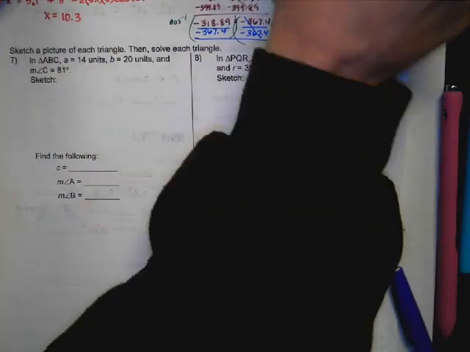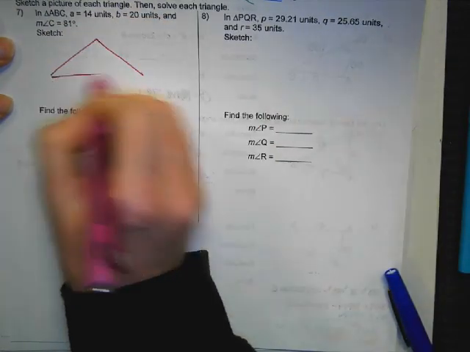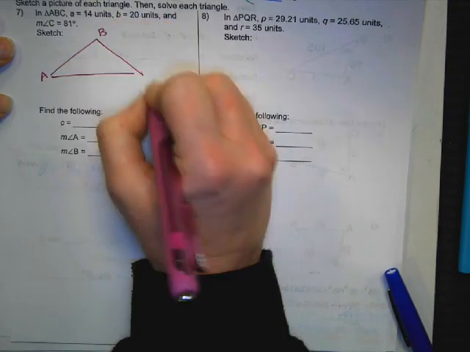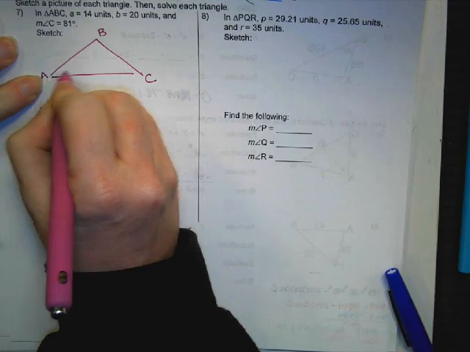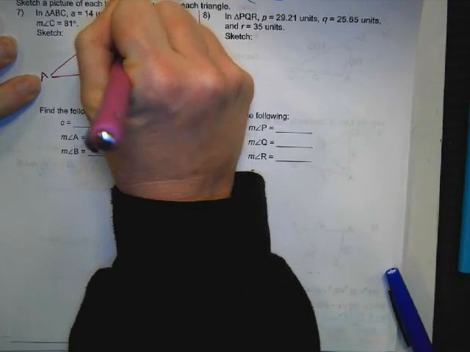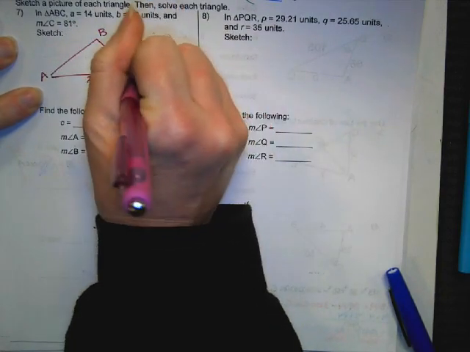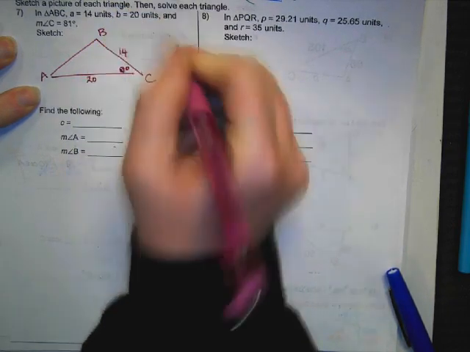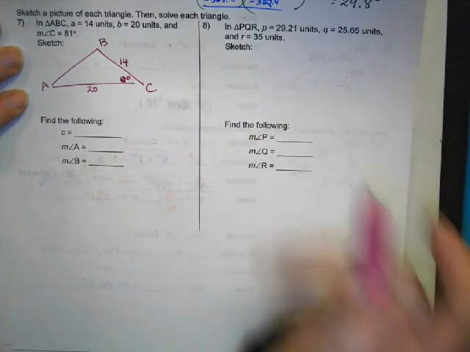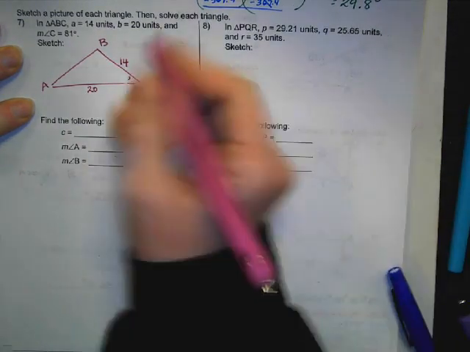Okay. On number 7, we have to draw the picture. So remember that's side a across from big A, and little b, and measure angle C. Alright, so they're asking you to solve the triangle. That means to find all of the missing pieces.